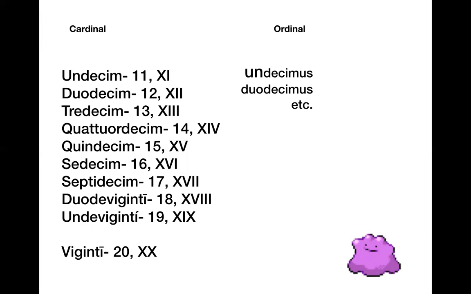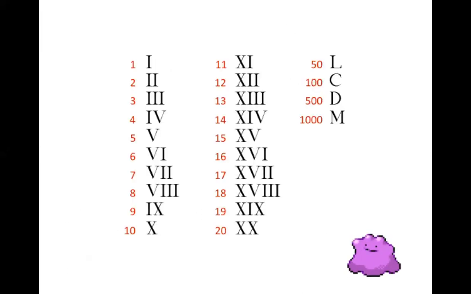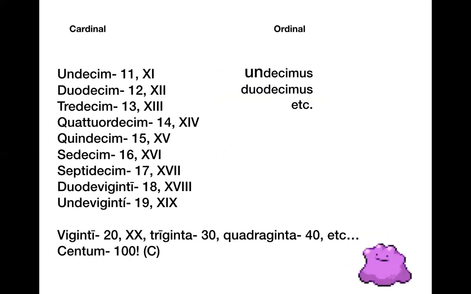Duodeviginti, it's like 2 from 20. Undeviginti is like 1 from 20. Whereas viginti is 20, and that is the only one that has basically no related words. I won't put things like triginta for 30. I might put quinquaginta. It's pretty easy, right?